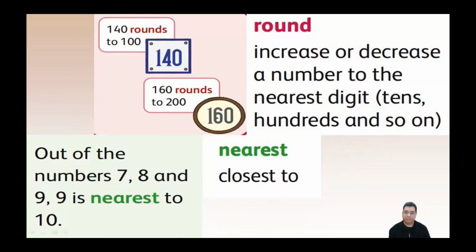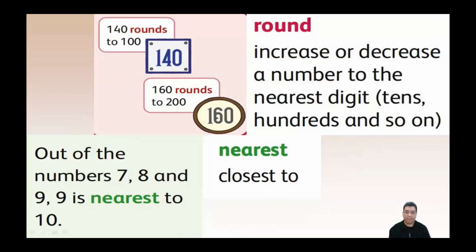So I got a couple of definitions here before we get into the video. The first word is round, which is increase or decrease a number to the nearest digit. And that could be tens, hundreds, and so on. So for the example I got here, I have 140 rounds to 100. And I've got 160 that rounds to 200.